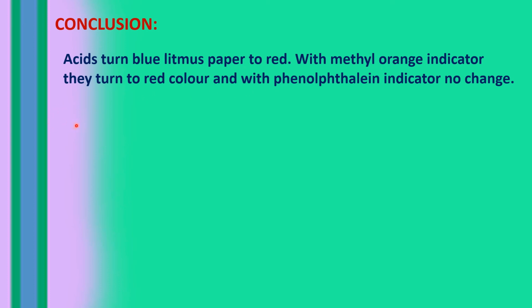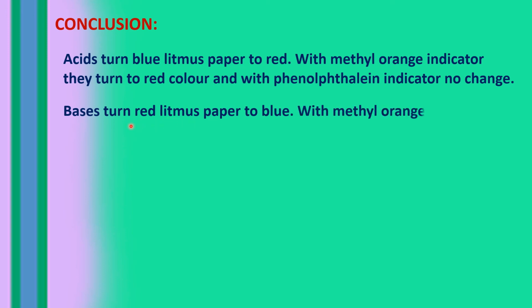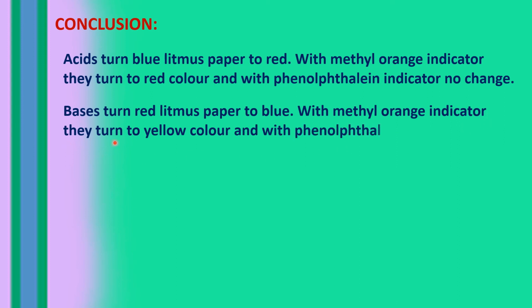So the acids turn blue litmus red and they respond with methyl orange indicator. And we have observed that sodium hydroxide, potassium hydroxide, magnesium hydroxide, and ammonium hydroxide are the bases. They turned red litmus paper to blue color, and with methyl orange indicator, the solution has turned to the yellow color, and with the phenolphthalein indicator, the solution turned to pink color. So among the sample solutions, some are acids and some are bases.